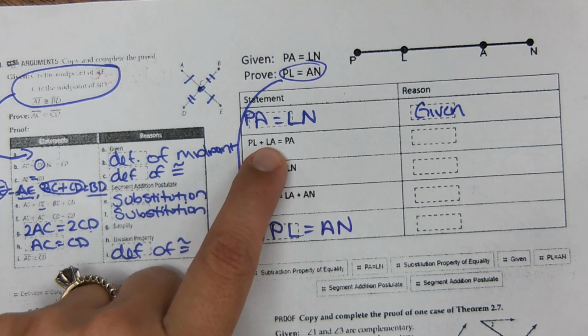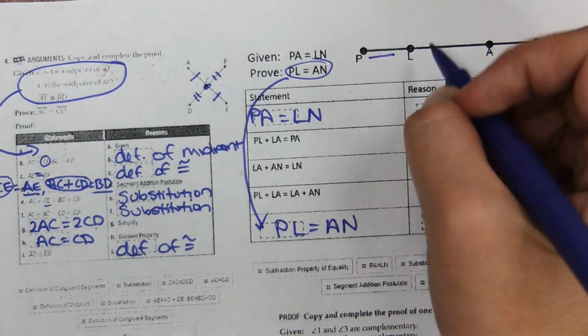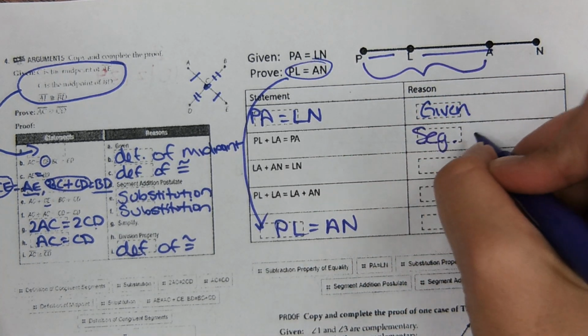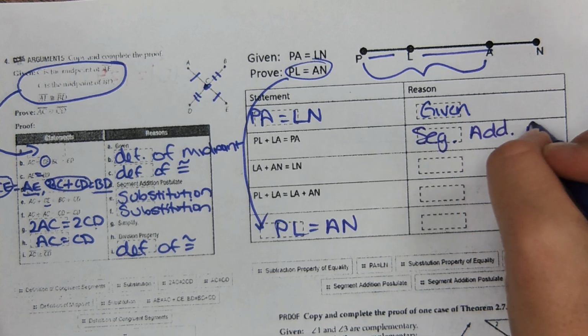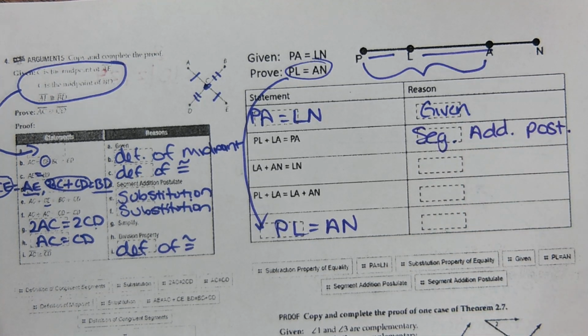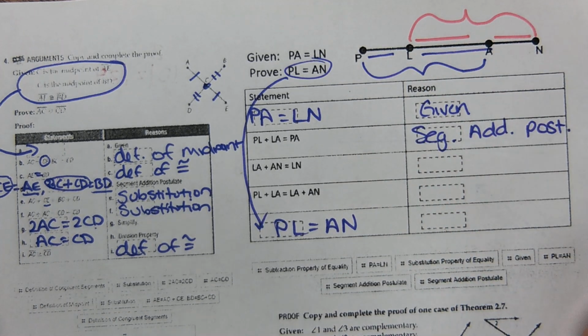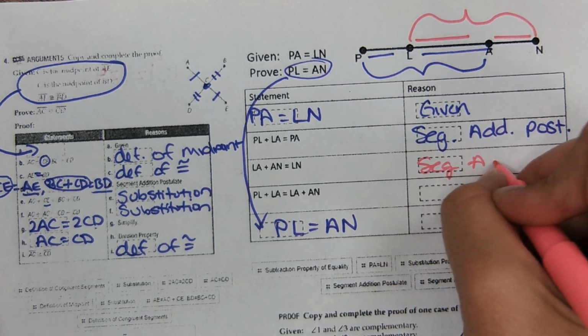Okay, then let's see what they're saying. They're saying PL plus LA equals PA. That's segment addition postulate. Then it says that LA plus AN equals LN. That is segment addition postulate.